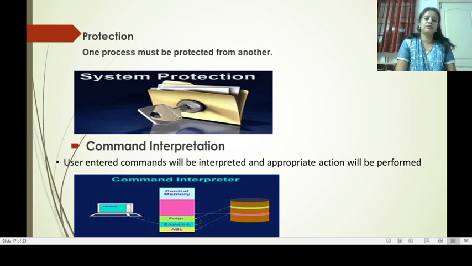Protection plays a vital role in the present scenario because whatever data we are storing should be protected from unauthorized access. It should not be accessed by an unauthorized person. That's why the operating system should take a proper protection mechanism to handle these errors. The operating system ensures that all access to system resources is controlled. It also ensures that external input-output devices are protected from invalid access attempts.